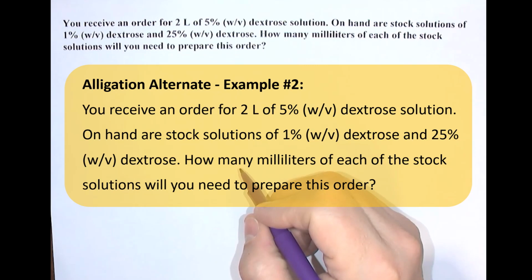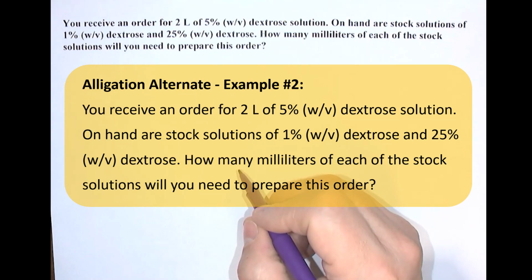The problem says you receive an order for 2 liters of 5% weight to volume dextrose solution. On hand are stock solutions of 1% weight to volume dextrose and 25% weight to volume dextrose. How many milliliters of each of the stock solutions will you need to prepare this order?